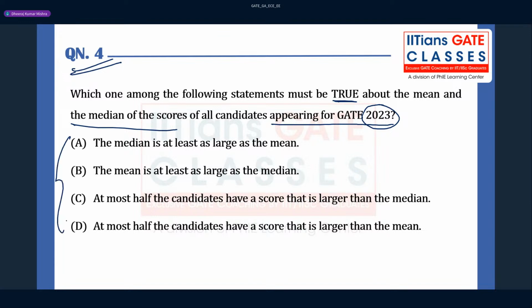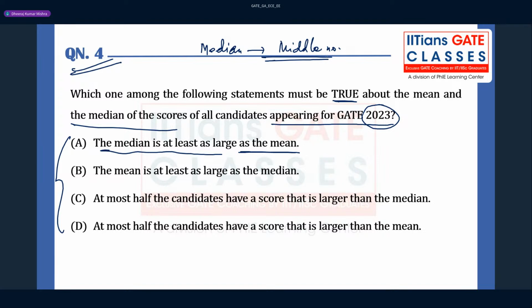So you read the options here, guys. The median is at least as large as the mean. Okay, see, what is the median? Everybody knows that the median is nothing but a middle number. When the scores are given, you can sort the data, write them in ascending or descending order, and then you can find the median, right? But here the scores are not present.